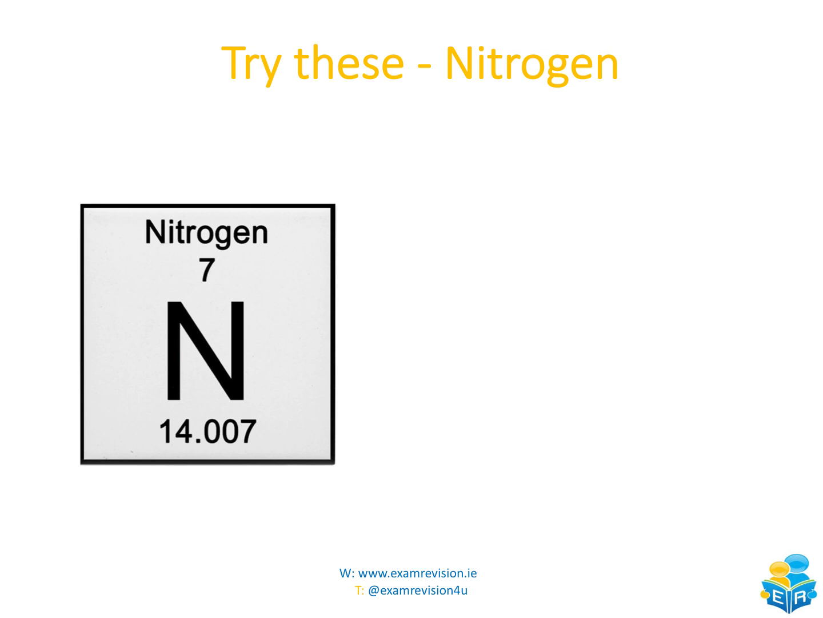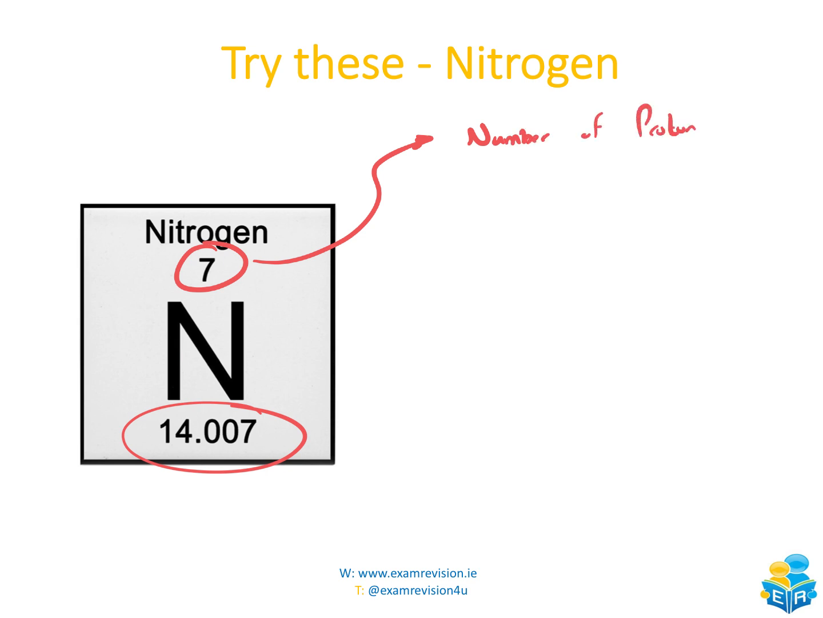Okay, we're now going to try and do the same thing for nitrogen. So we have our atomic number up here, we have our mass number down there, which is 14. So up here, our atomic number tells us that the number of protons is equal to 7, but that's also telling us that the number of electrons is equal to 7. Down here, our mass number tells us that the number of protons and the number of neutrons has to be equal to 14.